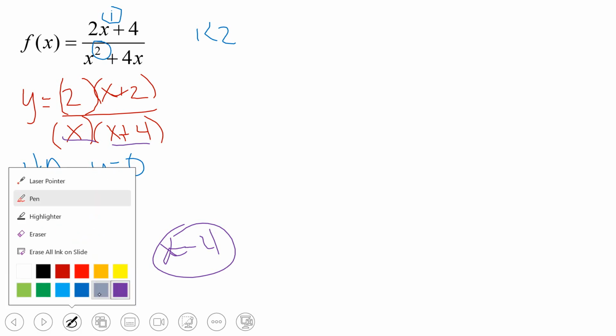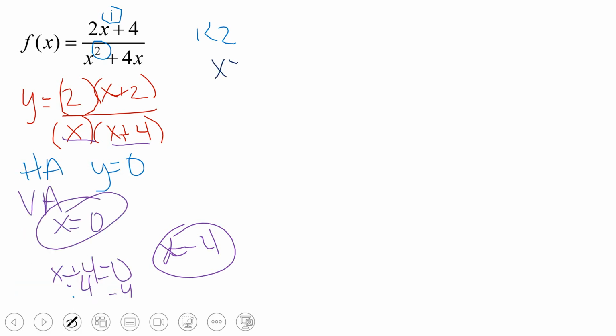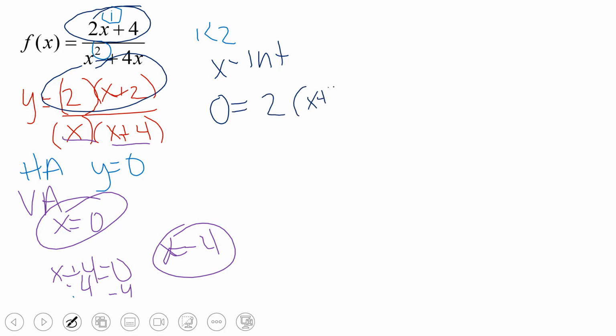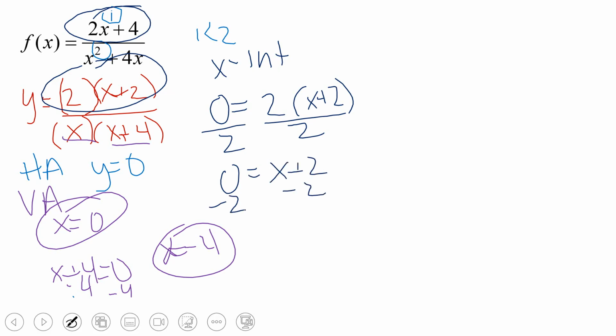Let's move on now and let's identify the x-intercepts. To find the x-intercept, I take the numerator and I set it equal to 0. Either one of these numerators would work. So 0 equals 2 times x plus 2. Dividing by 2, well, 0 divided by 2 is 0. And then I'm going to subtract 2 from each side. Negative 2 equals x. That is going to be our x-intercept.